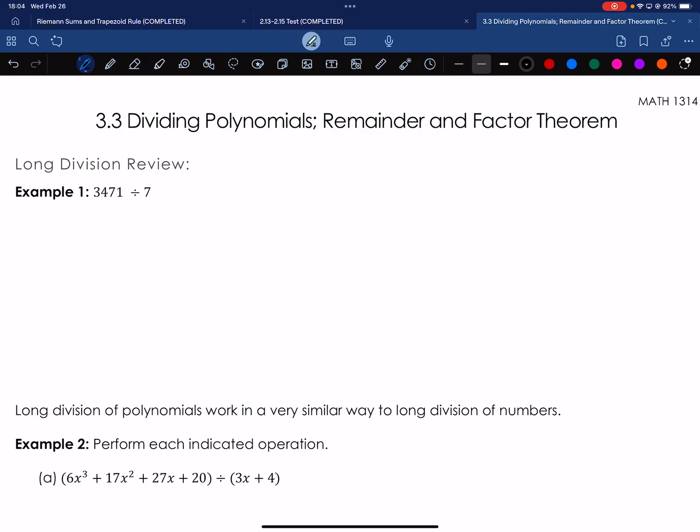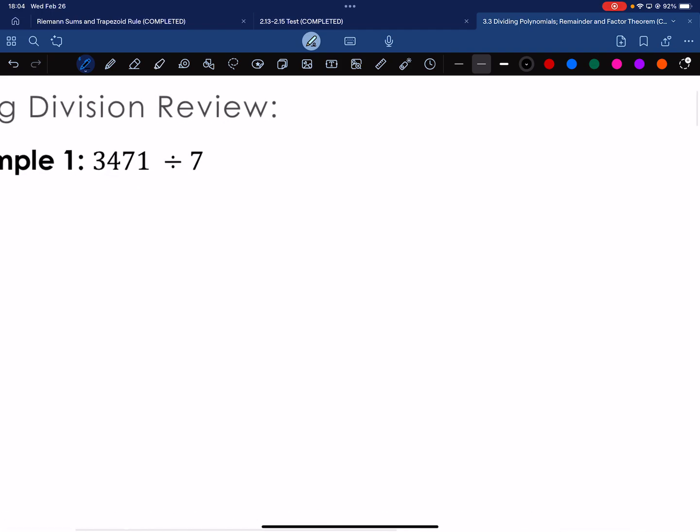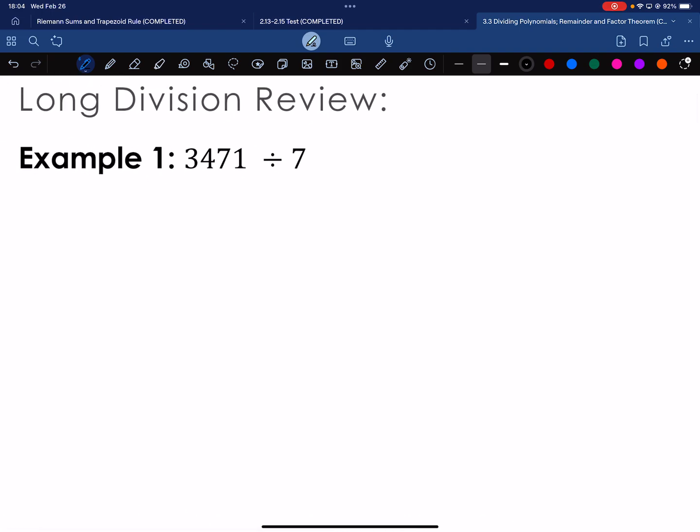So, here we go. I'm going to show you what you should have learned in elementary school that people are not taught anymore. And then we're going to throw the alphabet in there. So, here we go.